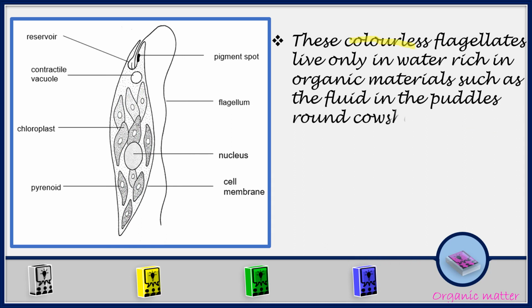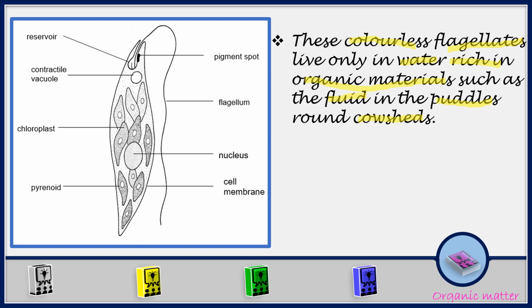These colorless flagellates live only in water rich in organic materials, such as the fluids in the puddles around the cow sheds. So we have some flagellates that are colorless, meaning that they don't have chlorophyll. Therefore, they cannot make their own food.